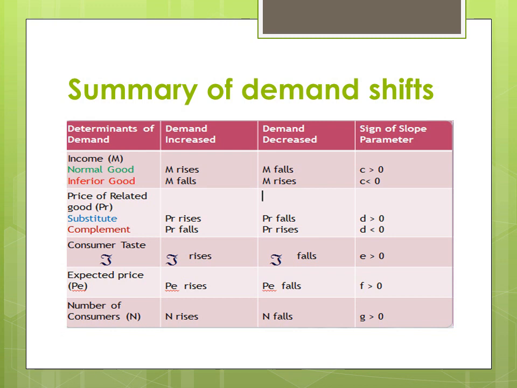Number of consumers: the relationship between number of consumers and quantity demanded is also direct, because when the number of consumers rises, demand also increases, and when the number of consumers decreases, demand also decreases. Here the slope of the parameter G is greater than 0. So the relations of demand with other factors may be direct or indirect.